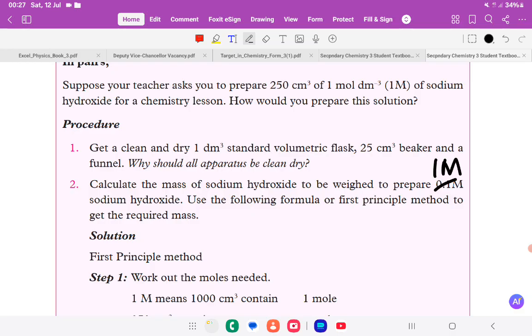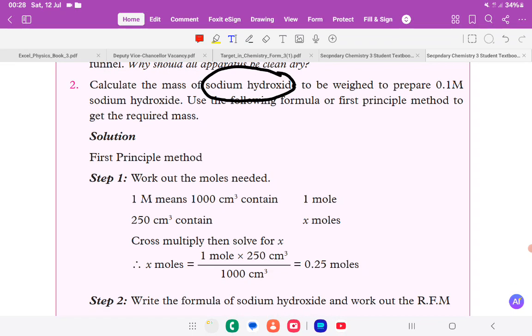Okay. All right. So in order to calculate the amount of sodium hydroxide which you need to weigh on a balance, you will need a formula. This formula is from first principles. Remember that you are taking these numbers from the question. The question says we should prepare 1 molar. So that's where we're getting these things from.